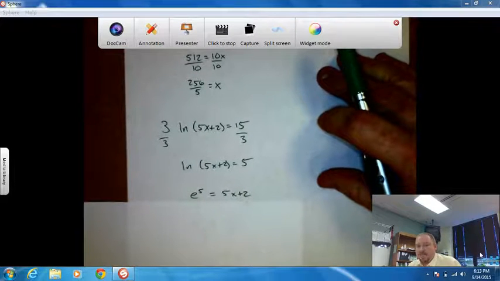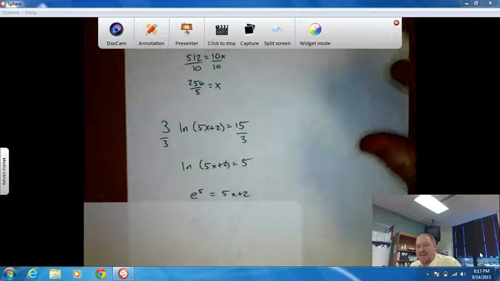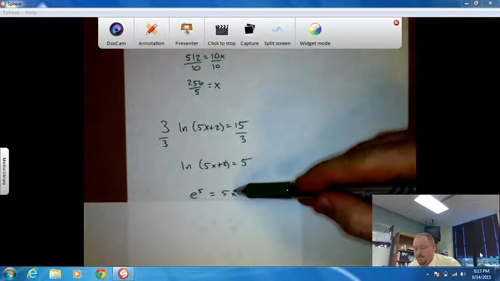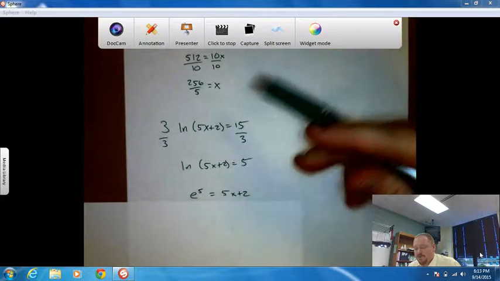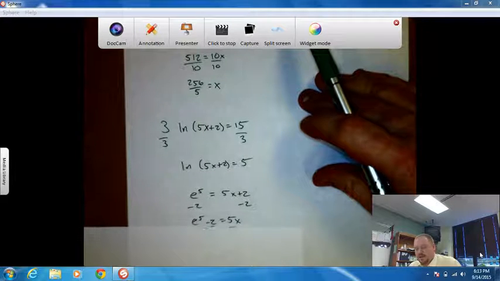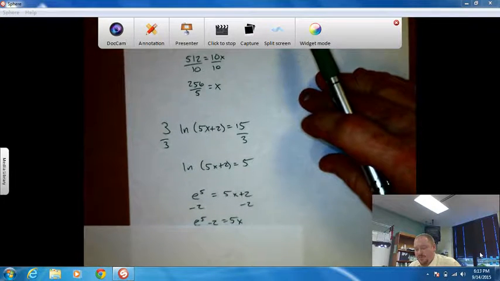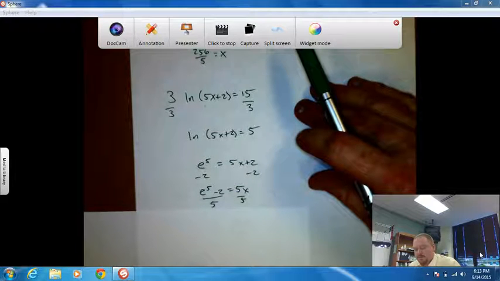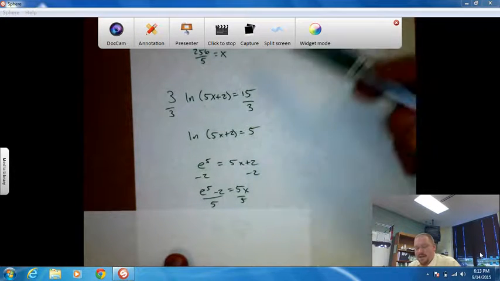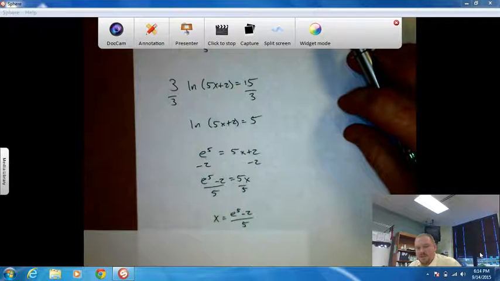However, e behaves like a variable in this case, meaning we can't add any numbers to it. But we're going to solve for x. So I'm going to subtract 2 from both sides. So that gives me e to the 5th minus 2 equals 5x. So now I'm just going to divide everything by 5. So these 5's cancel. So I get x equals e to the 5th minus 2 over 5.